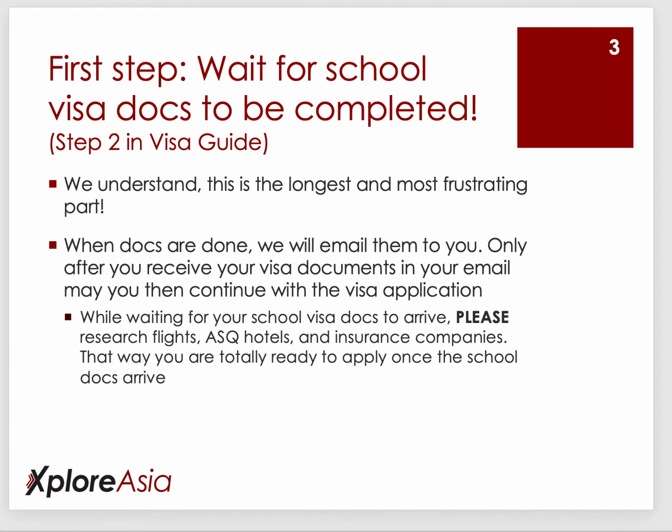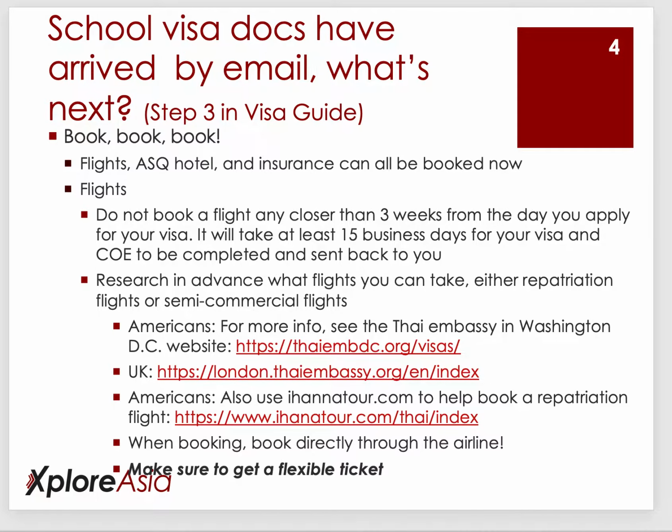The next step is your documents have arrived. So what do you do? Like I said, once you receive your visa documents, book everything. So you'll book your flights, you'll book your quarantine hotel details, and you'll book your insurance details right away once you receive the visa documents from us. Hopefully you have already researched like we suggest in advance so that you can just book all these things right away.